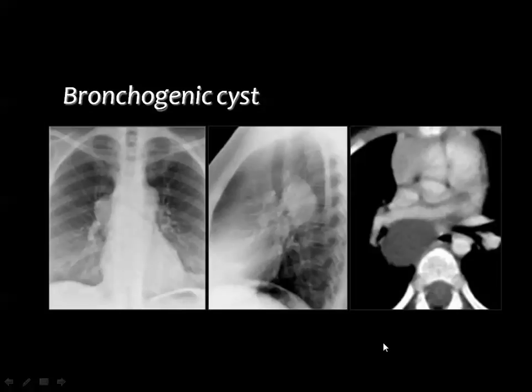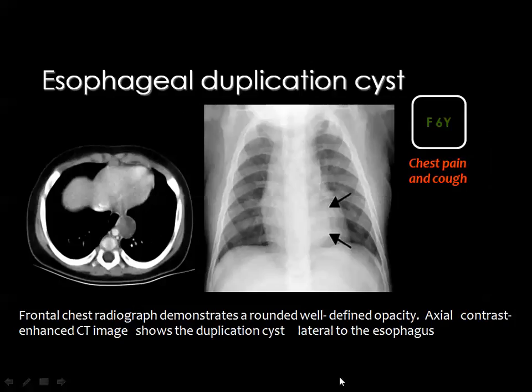And this is also an example of a bronchogenic cyst in a typical location. The cyst is protruding some way to the right side. It appears at the level of the tracheal bifurcation, and it shows clear water density, as you can see here.